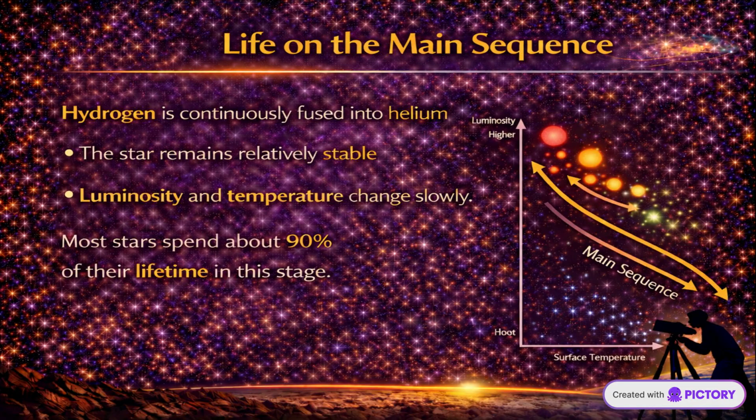During the main sequence phase, hydrogen is continuously fused into helium. The star remains relatively stable. Its luminosity and temperature change only slowly. Most stars spend about 90% of their lifetime in this stage. This is why the main sequence is the most prominent region on the HR diagram.